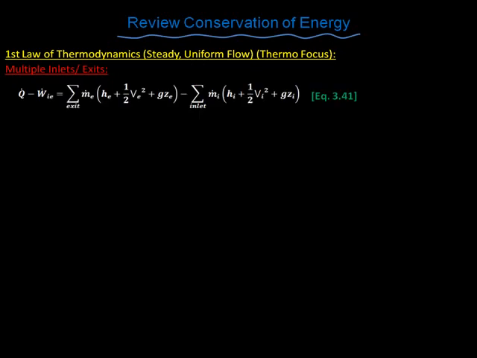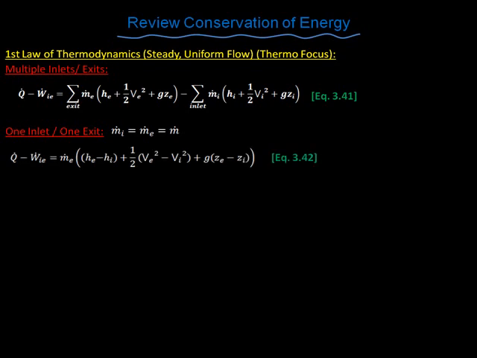3.41. Now, we then applied that to one inlet, one exit, that special case where the mass flow rate in must equal the mass flow rate out because there's only one inlet, one exit, so we only have one mass flow rate. Then obviously we can get rid of the summation terms because there's only one inlet and one exit, and then group like terms, and that's equation 3.42.